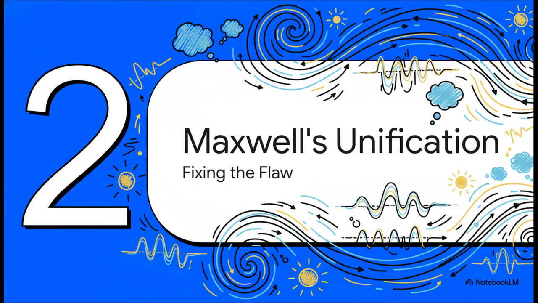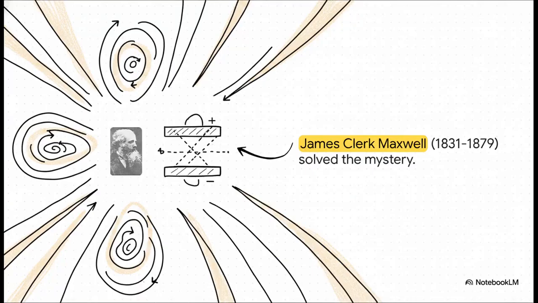Section 2. Maxwell's grand unification. Enter the Scottish physicist James Clerk Maxwell. He stepped up and realized what everyone else had missed. The changing electric flux between the plates was the exact missing link. He looked at that empty space and realized, hey, even though there are no physical charges flowing, there is an electric field between those plates, and it's getting stronger as the charge builds up over time.